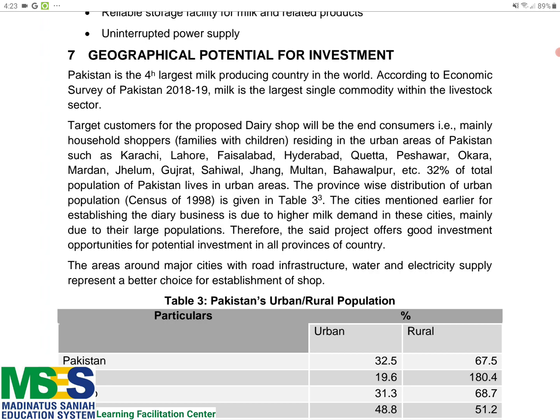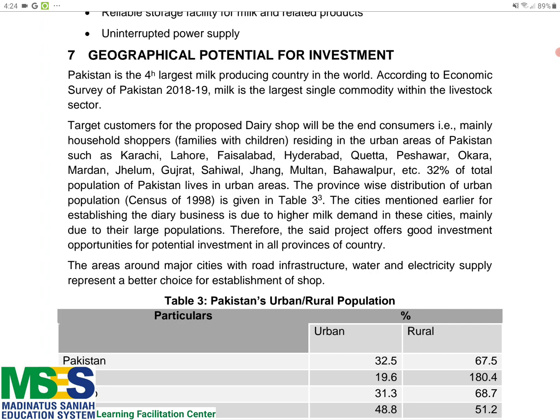And out of all the livestock sector, by saying livestock, we mean business that involves animals. Of all the businesses that involve animals, milk is the largest sector. What are the other sectors of livestock? Meat. What else do we sell from the livestock? Leather, its skin. Yes. So milk is the largest. So this was an important point.